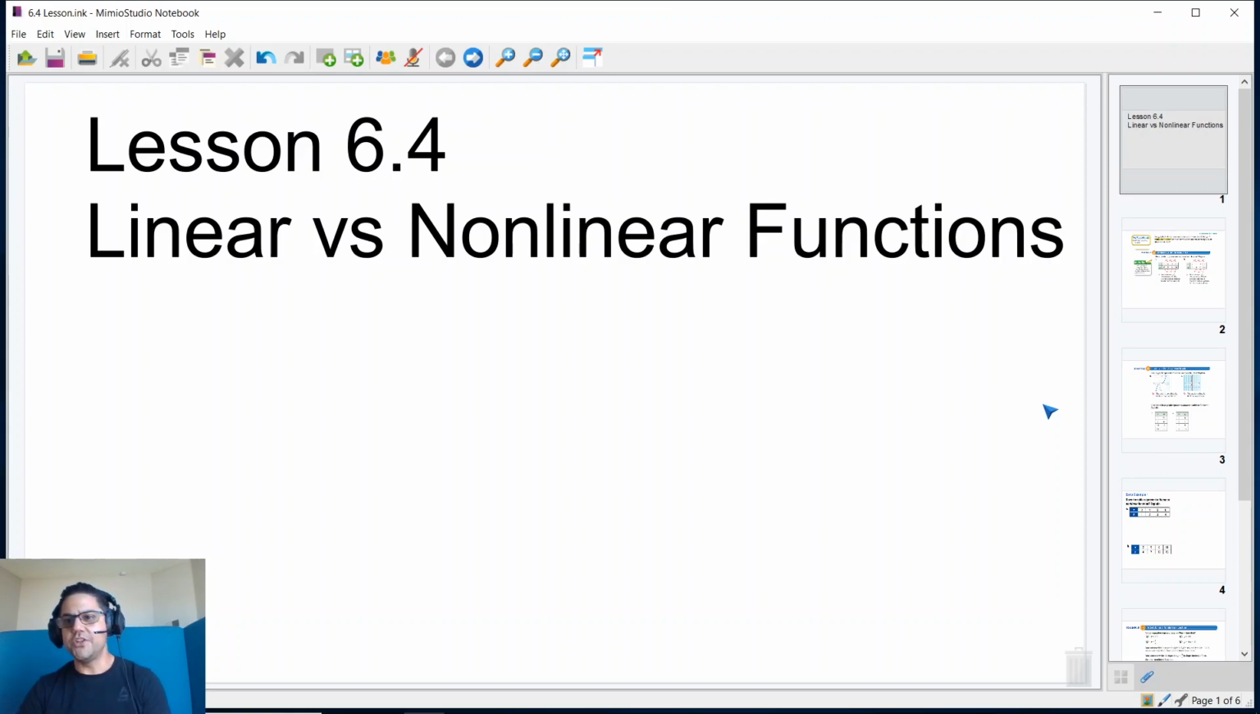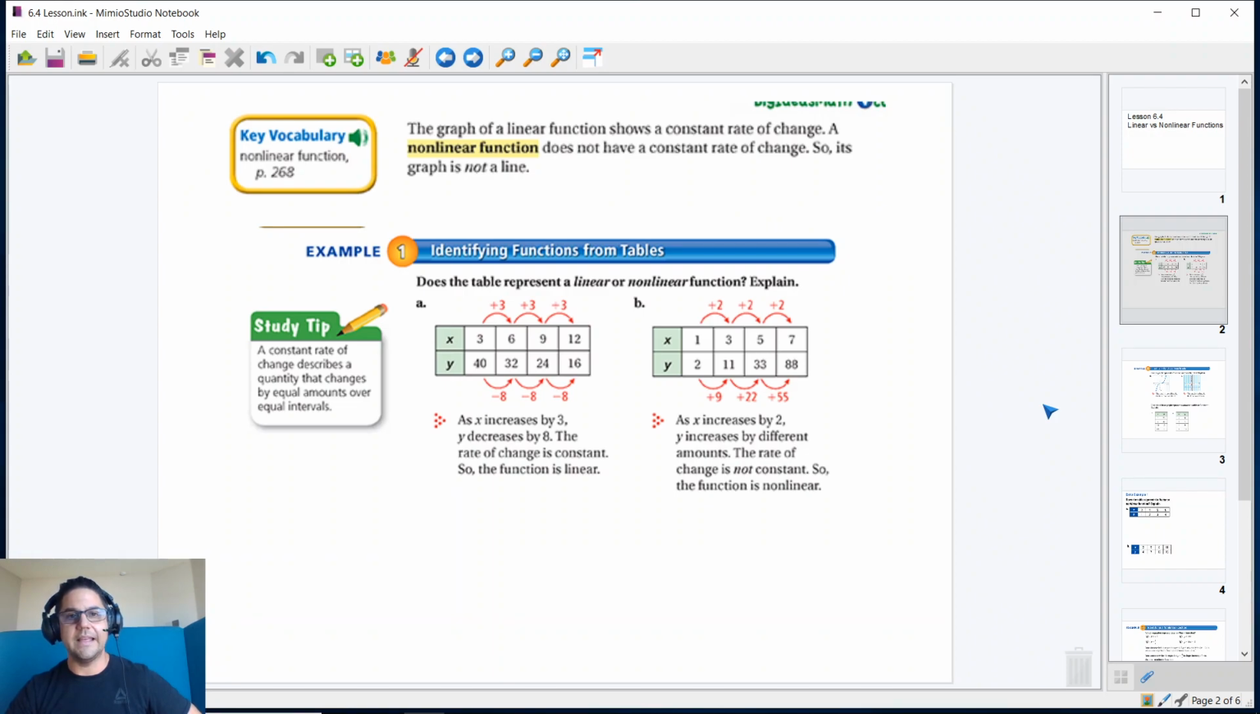So first of all, we should know, again, that linear means line and nonlinear means not a line. It's kind of a duh statement. A lot of students are very successful in Chapter 6 on the assessment. A lot of it is just thinking, so hopefully we can get that together.